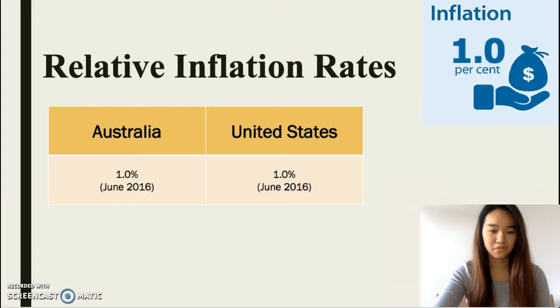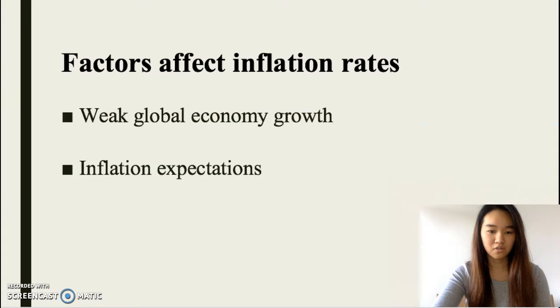Relative inflation rate. Currently, both Australia and the United States have an inflation rate of 1.0%. Both countries have low inflation rates due to some of the factors affecting inflation rates, such as weak global economic growth and inflation expectation. Weak global economic growth tends to reduce the investment, demand, and potential output of one country. This could also put a downward pressure on the inflation rate.